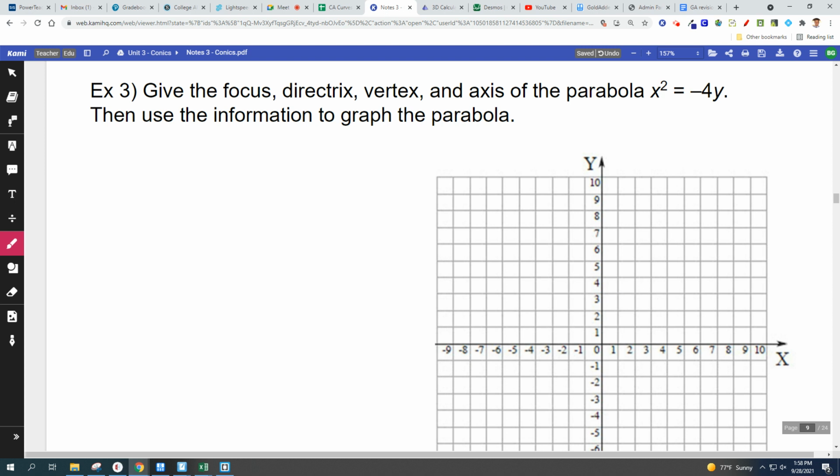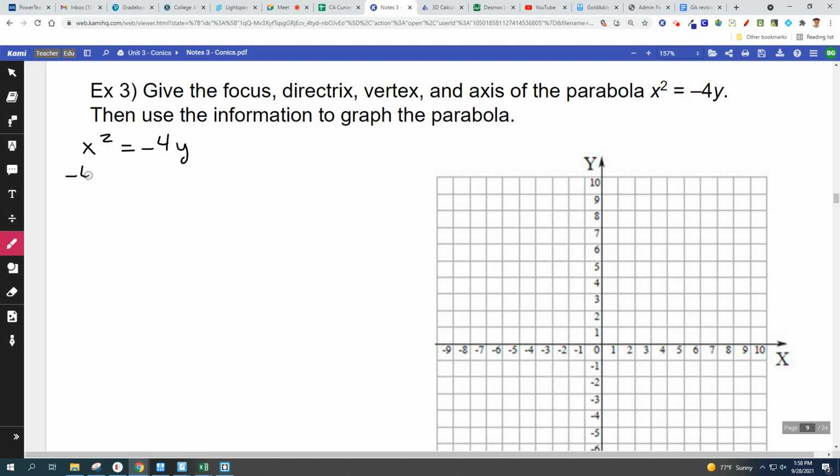All right, number 3, give the focus, directrix, vertex, and axis of the parabola x squared equals -4y. Then use the information to graph the parabola. One thing that's weird about this one is it's written in a weird order. We normally like to have the x squared on the right side, and it's not that it's wrong or anything. It's just a little bit trickier, in my opinion, when it's written backwards.